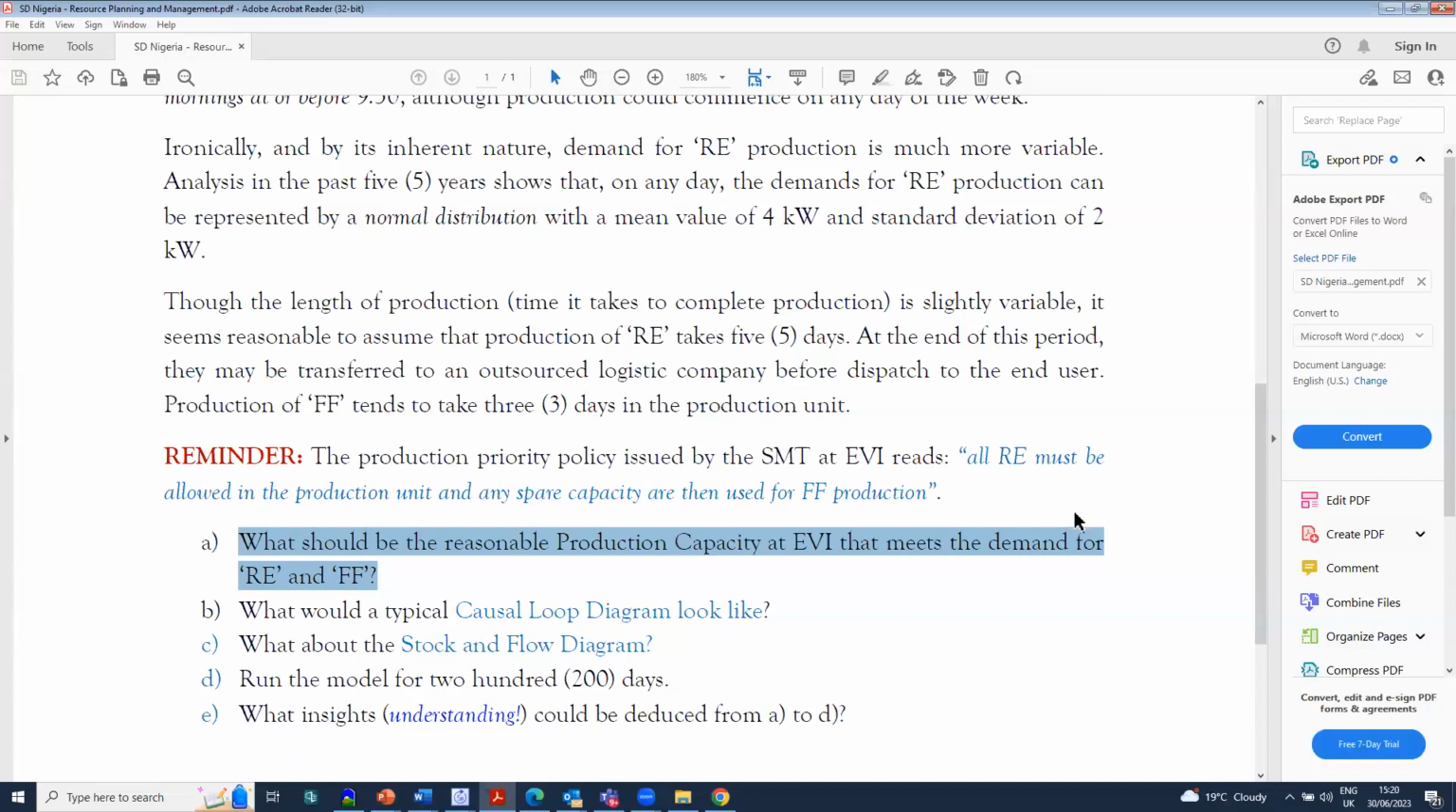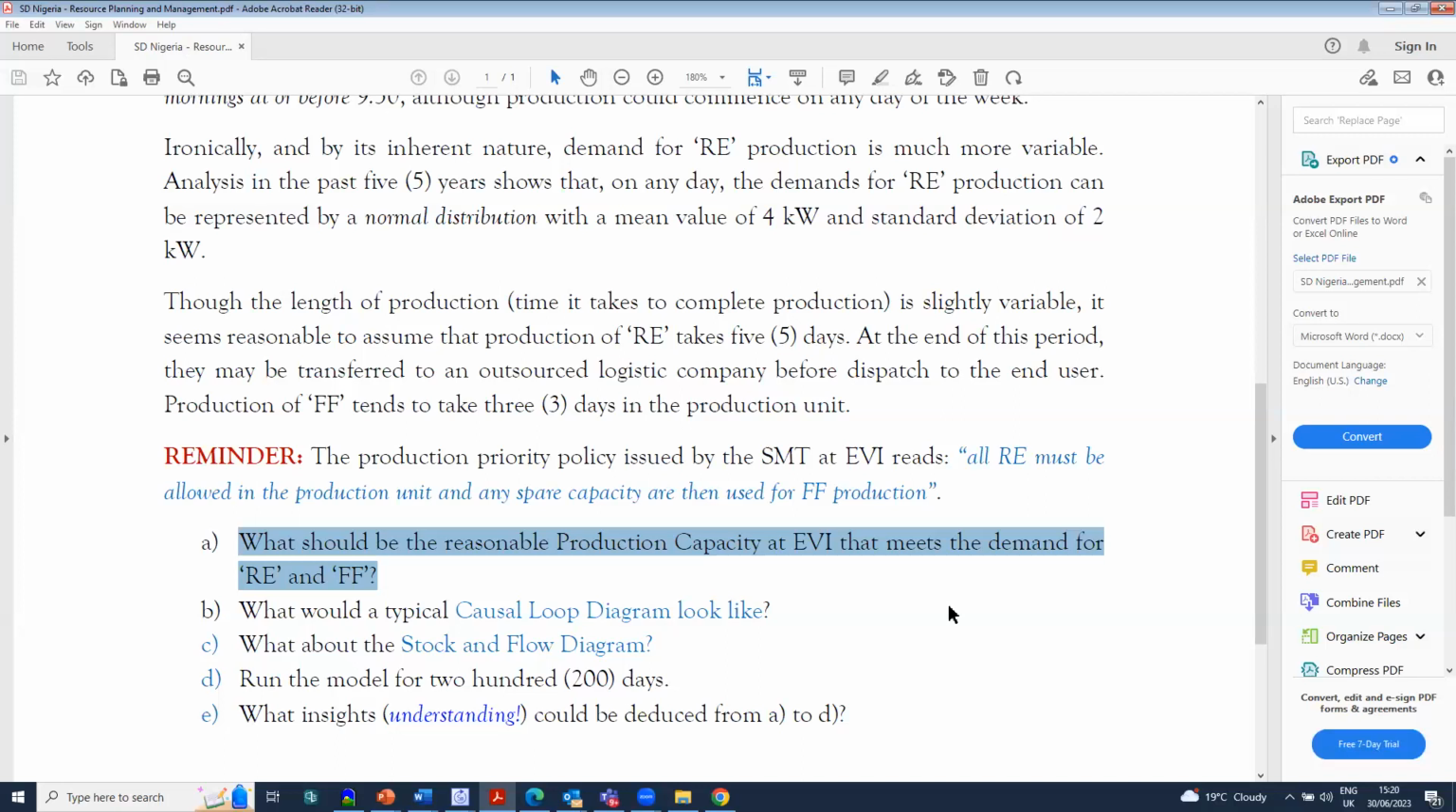So if you finish that, let us go and talk about the second question, which asks what the causal loop diagrams would look like. I don't know if any of you have attempted this, but to draw the causal loop, this is the approach I take. I tend to use Vensim to draw causal loops and use Stella to draw the stock and flow.